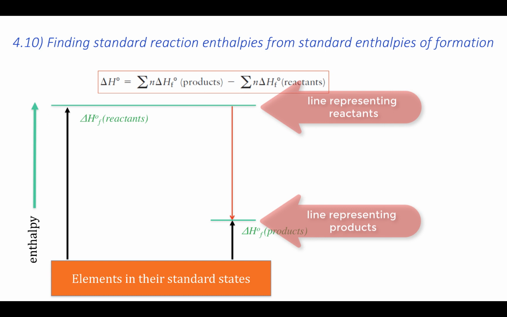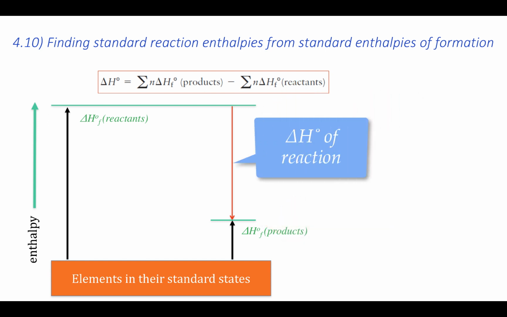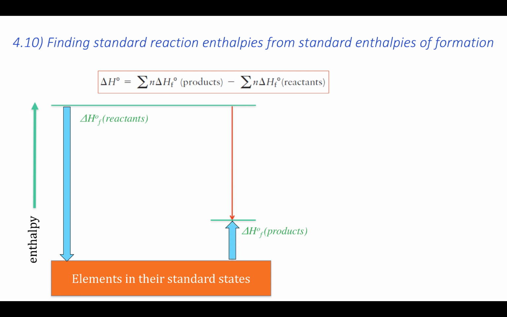We can calculate the enthalpy change for the reaction, which is represented by this red arrow, by considering the path in which the reactants first decompose into the constituent elements, followed by the recombining of the constituent elements to form the products. The enthalpy change for this reaction is simply the sum of the enthalpies of formation of all the products, and so that's where this term comes from.